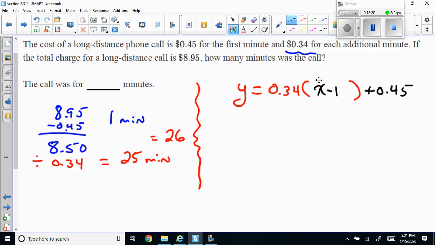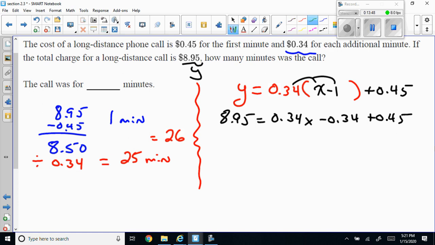Second minute, 2 goes in for x. 2 minus 1 is what? 1. 1 times 34 cents is 34 cents plus the 45. So that little pattern's going to add up, right? So if I were to solve this, the 895 would be my y, right? That's my output. And then I would distribute this. And then I combine my terms here.